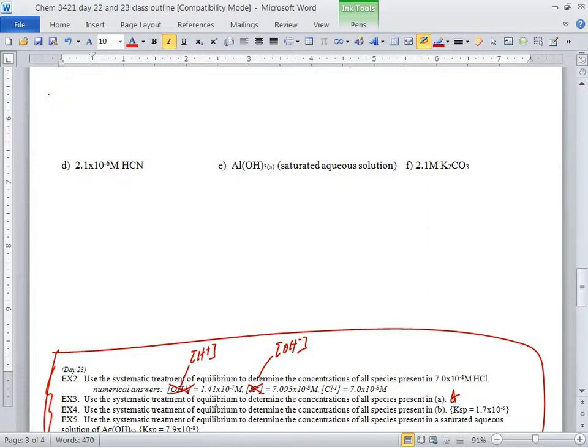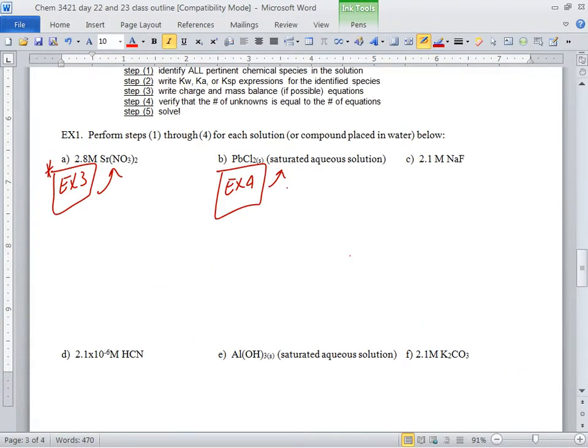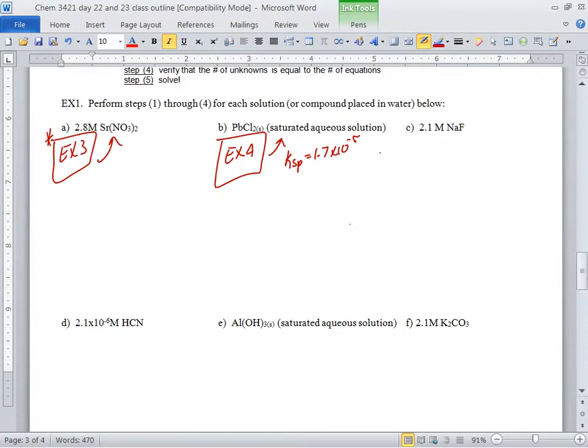So try to set up these, and I'm here to help you out if you have a question on them. Example 3, I think that's an exponent. So in A, if you turn this in A, yeah, can we scroll up? There you go. There's A. So this is EX3. And I think this is EX4. So EX3 is A and EX4 is B.